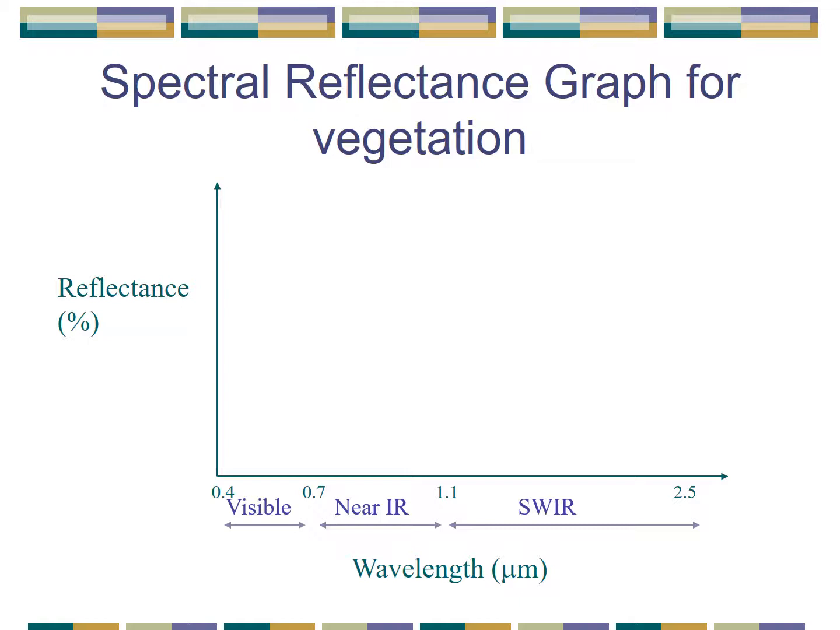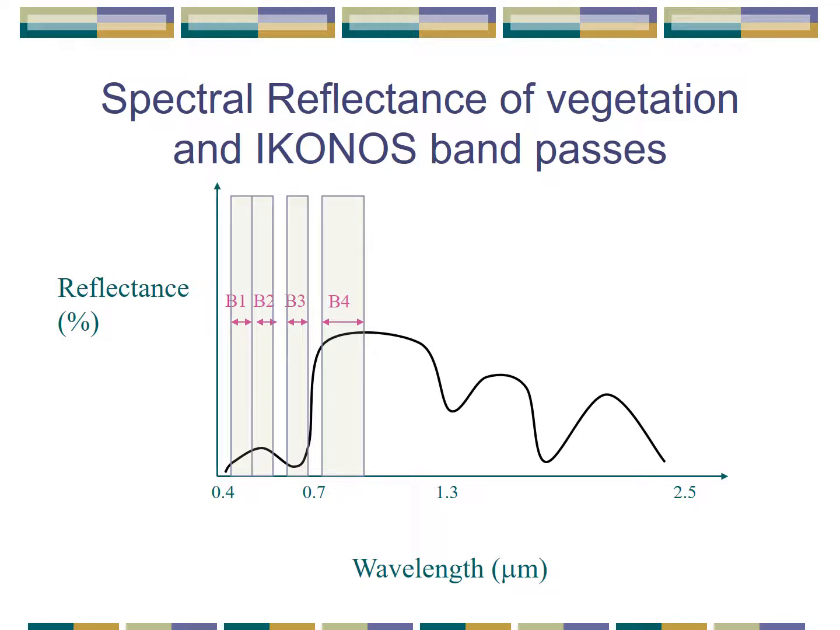And again, 0.4 to 0.7, visible, near infrared, shortwave infrared, etc. There you can see the blue, green, and the red. And here is what vegetation looks like. It has some reflectance in the visible, but mostly it's absorbing it. It has more reflectance in the near infrared, less as we move through and towards the shortwave infrareds. So what does all this mean?